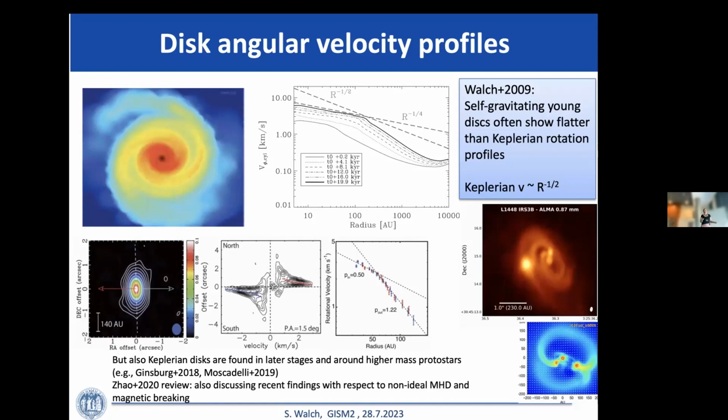For disks which are relatively massive, so either early stage or lower mass objects, we actually find that the rotational profiles can be different from Keplerian. So you can have flatter rotation profiles, for example, and here also magnetic fields are very important. Maybe you heard about the magnetic braking catastrophe, meaning that with ideal MHD, angular momentum transport becomes so efficient due to magnetic braking that disks are very small and not in agreement with observations, and that's why you need to have non-ideal MHD. So I would just point you here to this review by Bo Zhao, which I found quite nice.